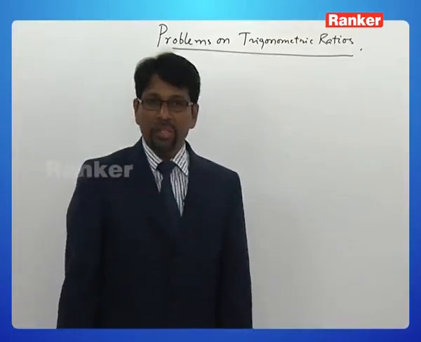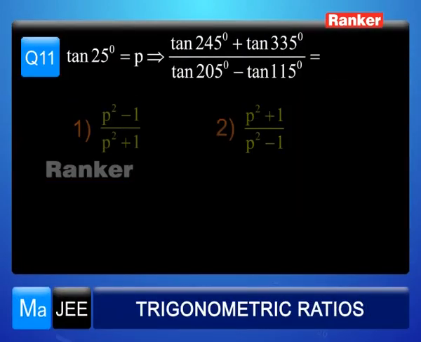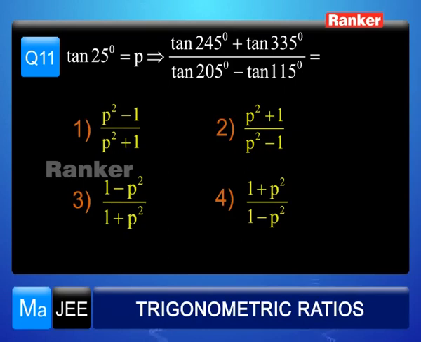Question number 11. tan 25 is equal to P. That implies (tan 245 + tan 335) / (tan 205 - tan 115) is equal to, first option, (P² - 1)/(P² + 1). Second option, (P² + 1)/(P² - 1). Third option, (1 - P²)/(1 + P²). Fourth option, (1 + P²)/(1 - P²).